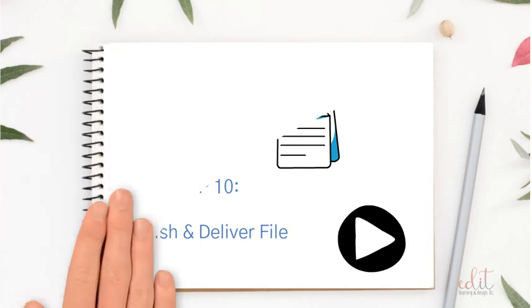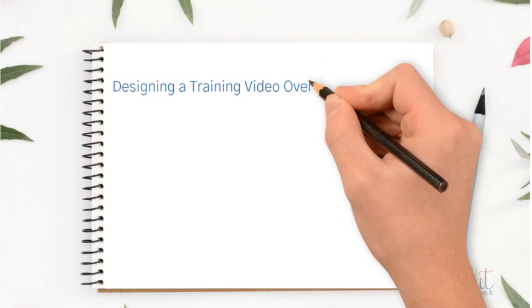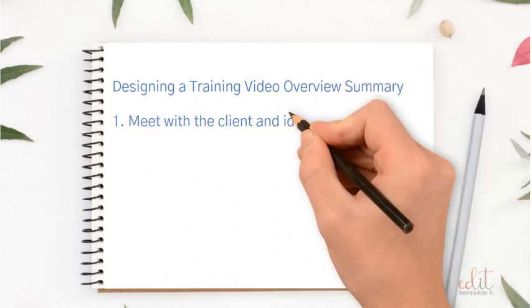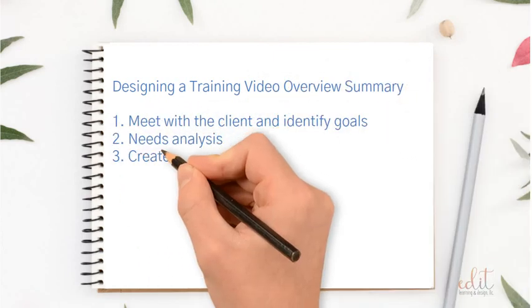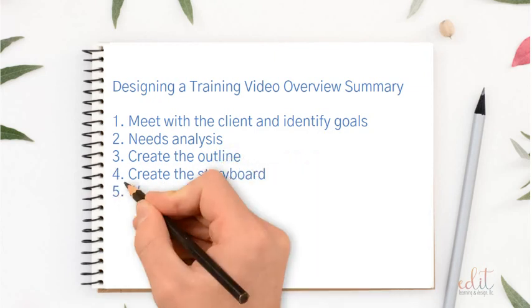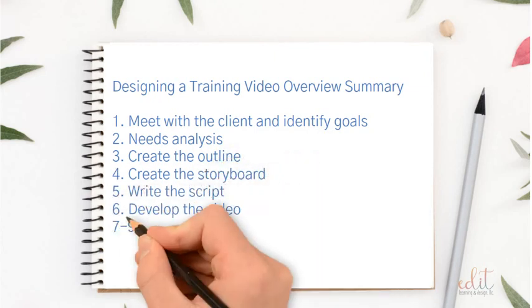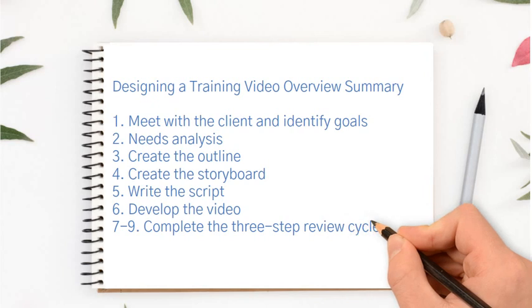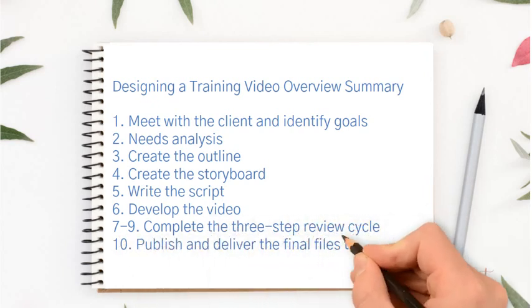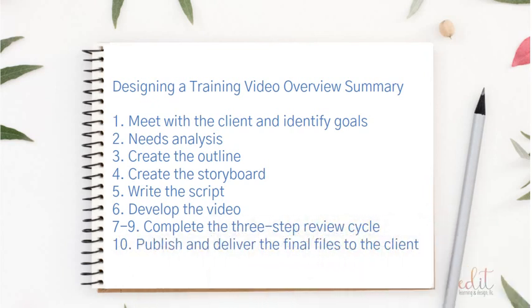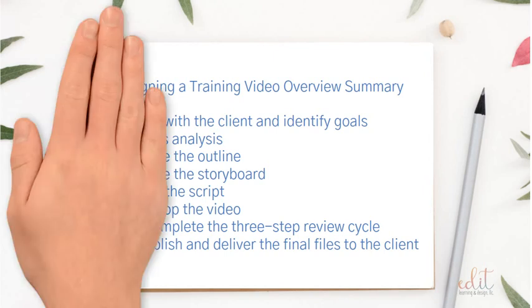Those are the 10 steps to designing a video. 1. Meet with the client and identify goals. 2. Conduct the needs analysis. 3. Create the outline. 4. Create the storyboard. 5. Write the script. 6. Develop the video. 7, 8, 9. Complete the 3-step review cycle. 10. Publish and deliver the final files to the client.